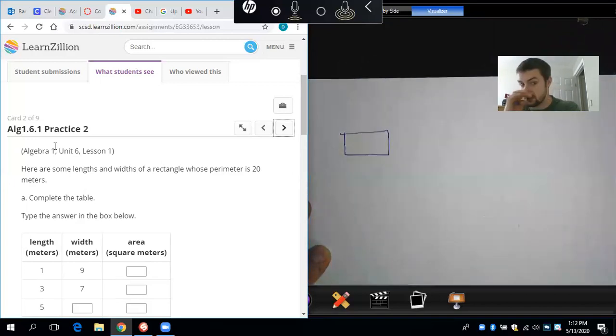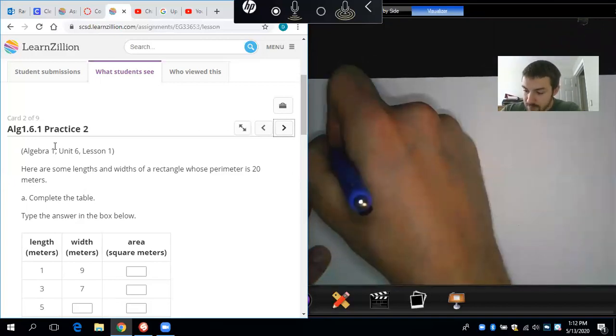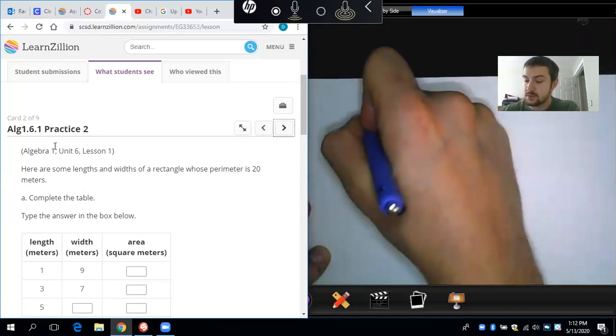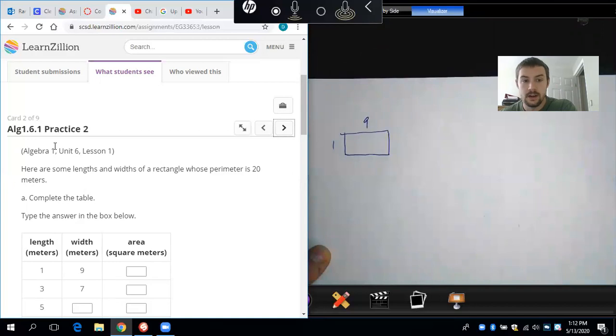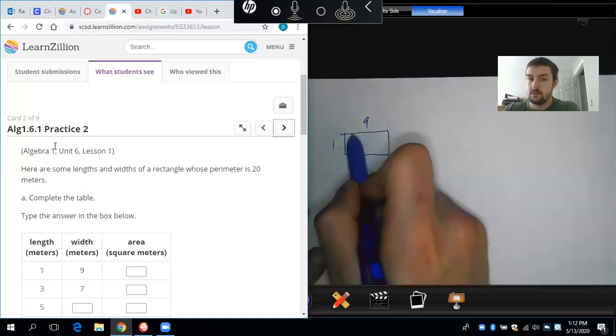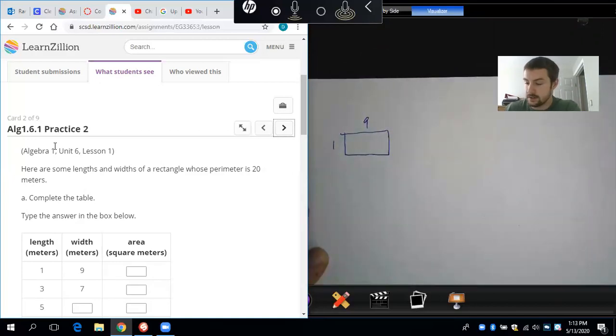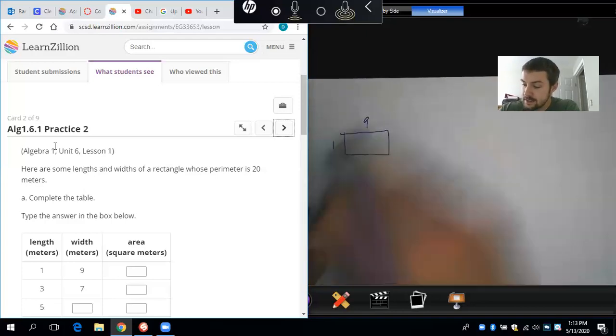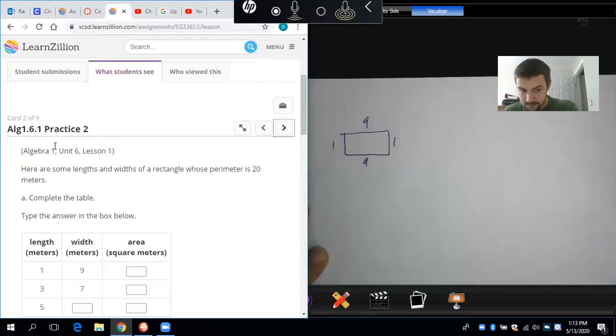Now, here's what might trip some of us up. It has a length of 1, has a width of 9. You can switch those, interchange those. Well, that's only 10. What about our other 10 meters? Well, remember, in a rectangle, opposite sides are going to be the same there.